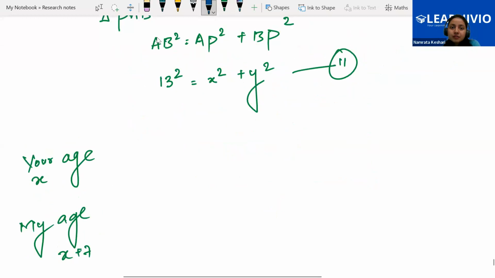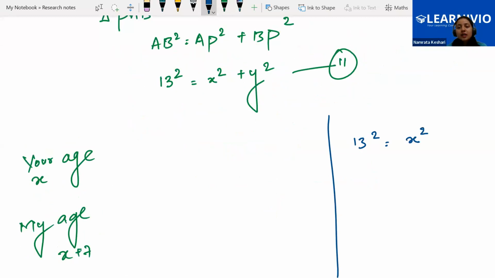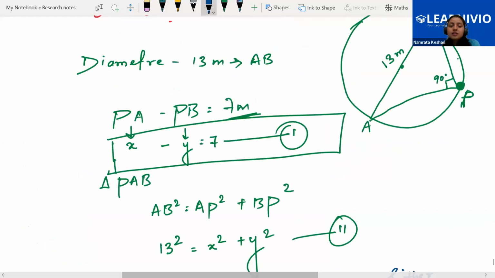Note it down, everyone. Or you can do it directly like this: 13 square is equal to one of them is x square and the other is x plus 7 square. Either you can do it like this, or the way I have done over here, that x minus y is equal to 7, because the difference between the distances is 7. We have written that, and we know Pythagoras theorem will be applicable because there is a 90 degree angle, a triangle is there, so easily we can apply the Pythagoras theorem. Got it?